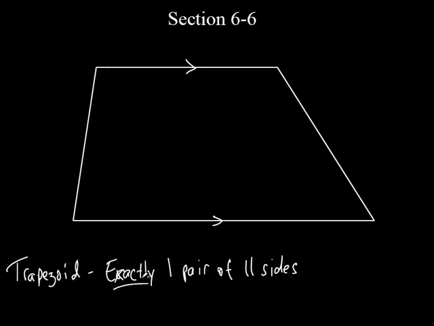When I say exactly, it means no more than that. So a parallelogram does not fit this definition, does it? Because in a parallelogram, both pairs of opposite sides are parallel. This one right here has exactly one pair of sides parallel. Exactly one. That means the other ones cannot be. Got it? Okay. Let's go through a little vocab here and name some things.